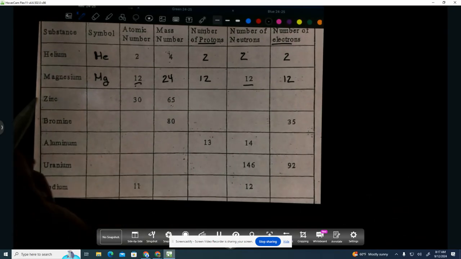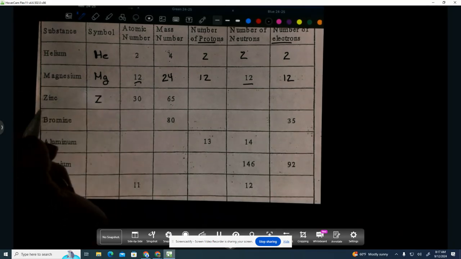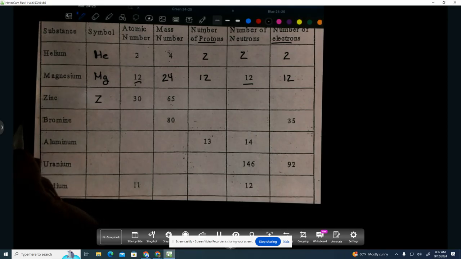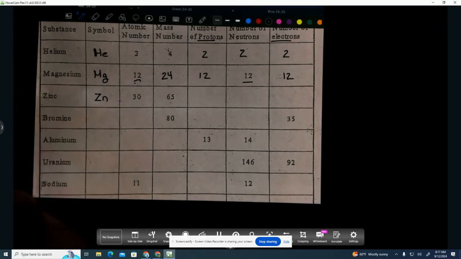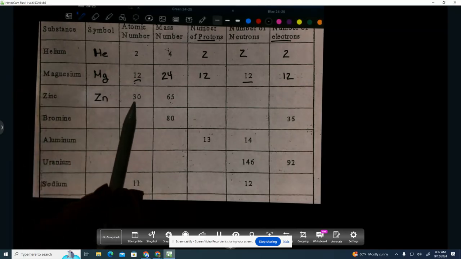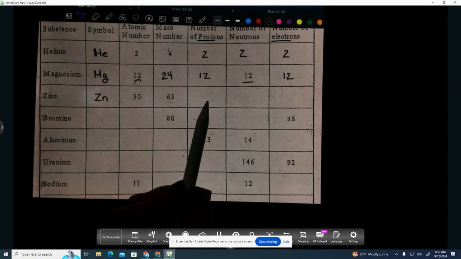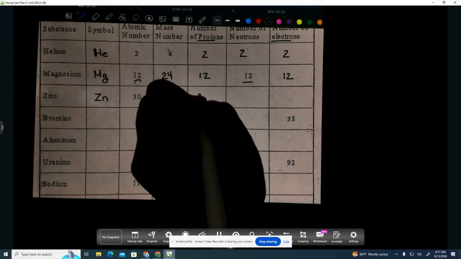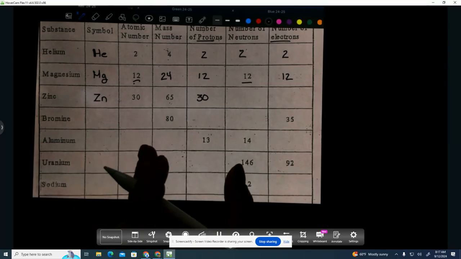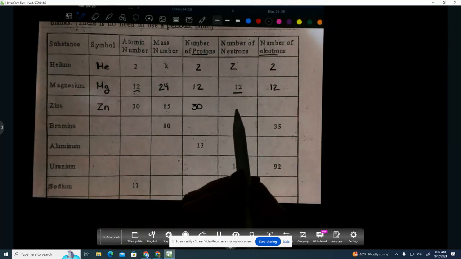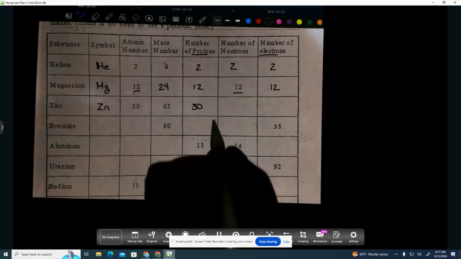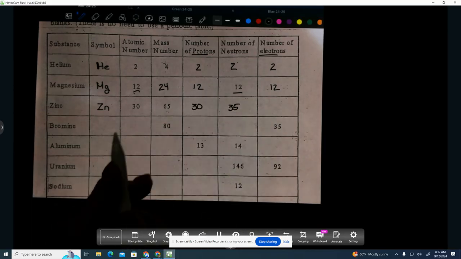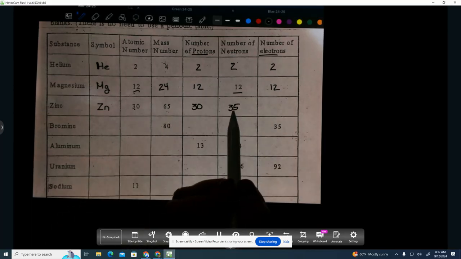Zinc. What's its symbol, Sean? It's one of the 35 I said that you have to know. Zn. Good guess. Okay. All right, its atomic number is 30, so how many protons does it have? Diego, how many protons? 30. All right, its mass is 65. How many neutrons does it have, Lexi? Perfect. Okay, 65 minus 30 gives me 35.